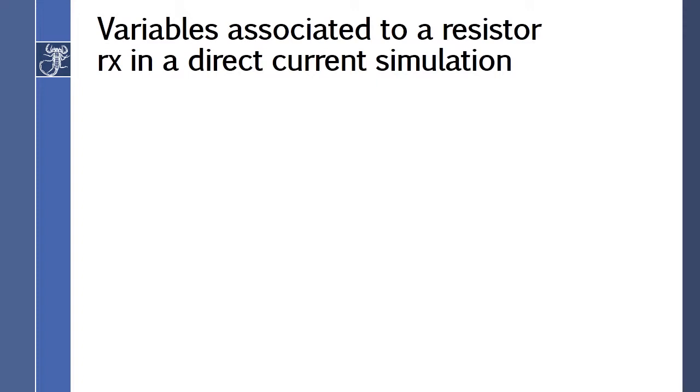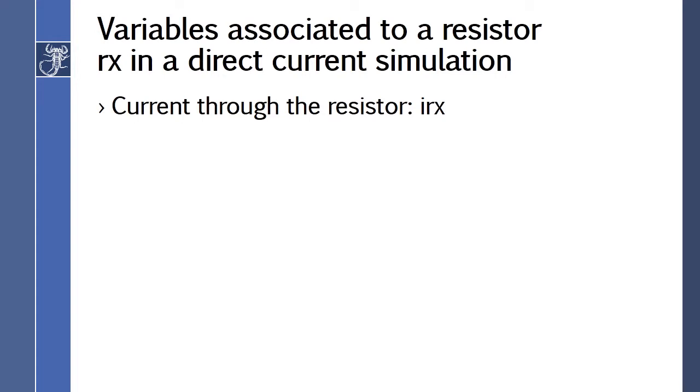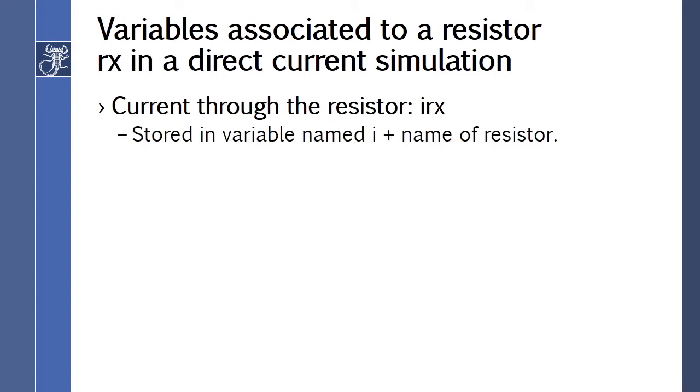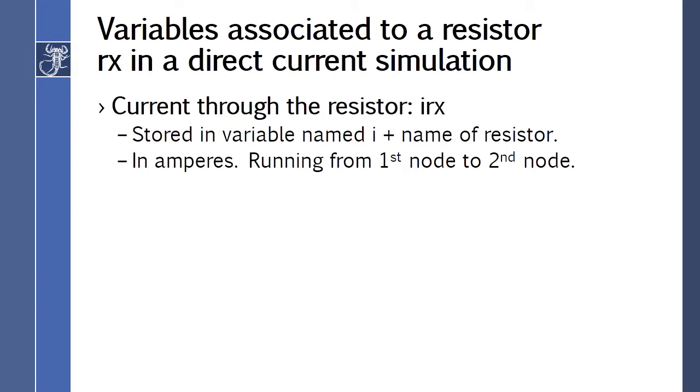We also get a series of answers for each resistor. We get the current through the resistor, stored in a variable called I and the name of the resistor. For example, for a resistor called Rx, it would be IRX. It's given in amperes, and it's defined as running from the first node to the second node in that resistor's description.